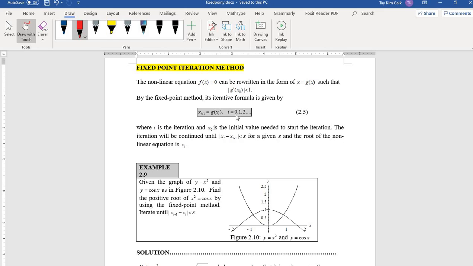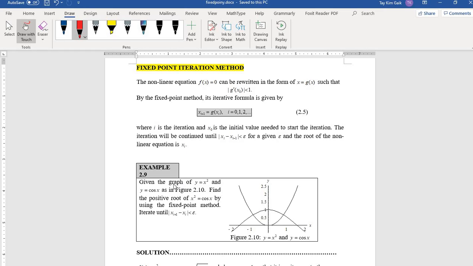The i starts from 0, 1, 2. Meaning with x0 you can find x1, with x1 you can find x2, and so on. The iteration will continue until the modulus of x_i minus x_(i-1) is less than epsilon for a given epsilon, and the root of the nonlinear equation is x_i.